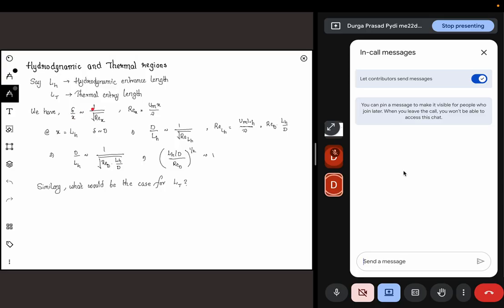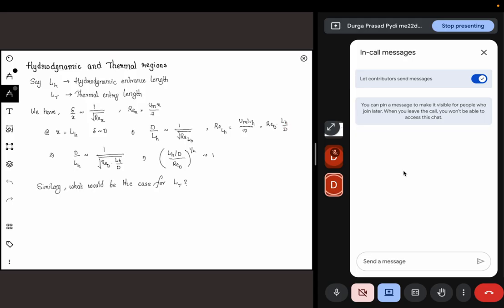So delta by x will scale as 1 by square root of Re_x. Re_x is defined in this way. We are saying that exactly when the entrance length is matched, this x is equal to the entrance length, and delta will be equal to, let's say d is the distance of whatever we are considering, basically R0 by 2. So d by L_H will scale as 1 by square root of Re_L_H.